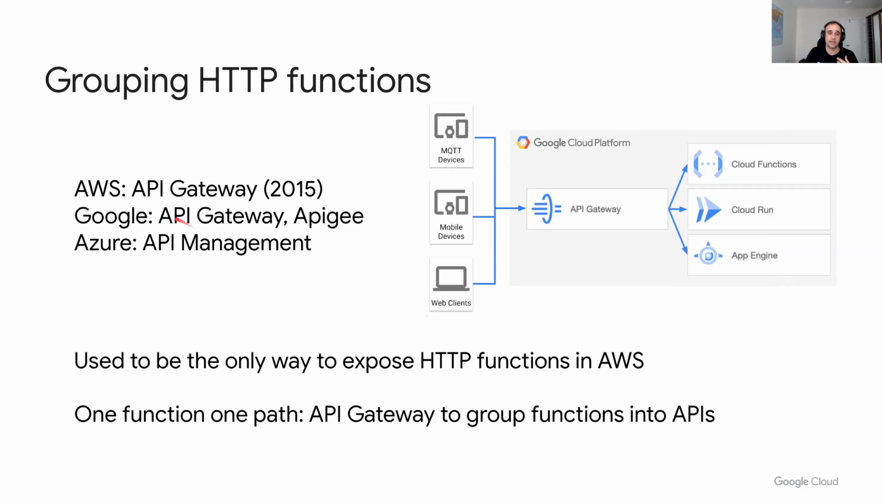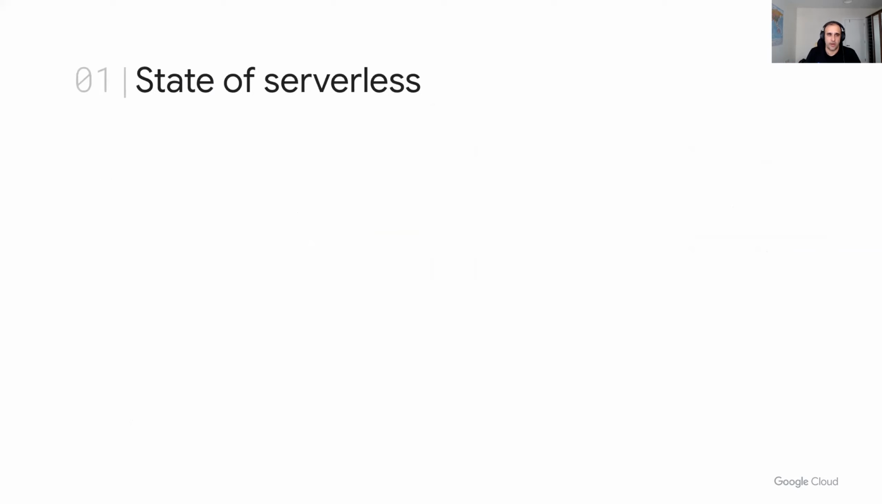And actually in AWS, API Gateway was introduced very early, 2015, because that was the only way to have public functions, whereas Google and Azure have their own API gateways or API management, whatever it's called. And all they were trying to do is basically give you a way to group your functions into APIs. So we had that pretty early on in all cloud providers.